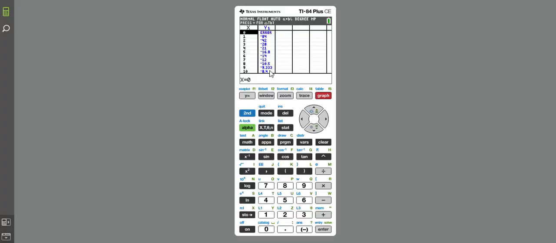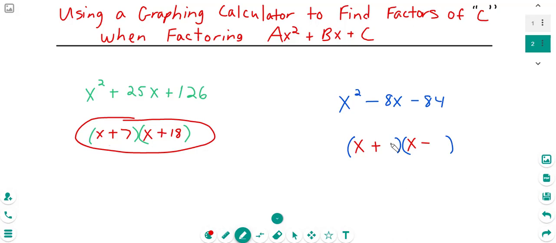Let's scroll. Only interested in integers. 1 and negative 84, 3 and negative 28, nothing good, nothing good, nothing good. Here we go. 6 and negative 14, boom. That equals negative 8. 6 gets the positive, 14 is the negative. And we're finished. We know 6 minus 14 equals negative 8, and we know 6 times negative 14 equals negative 84.